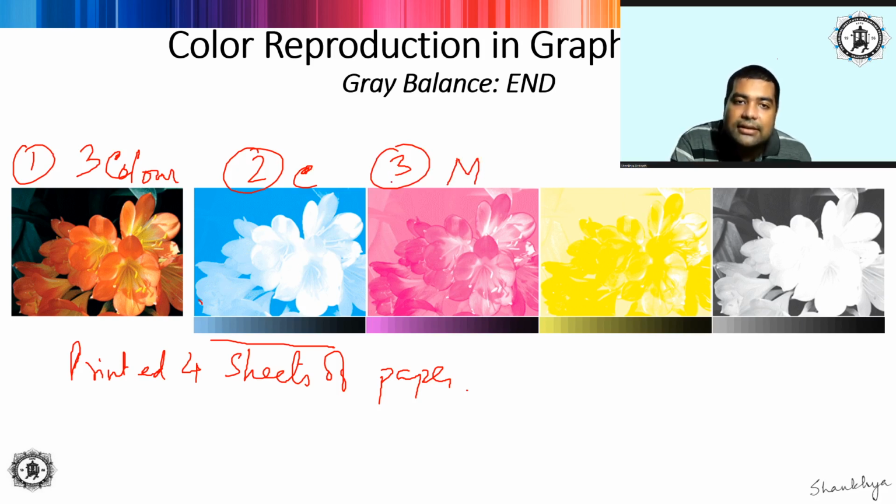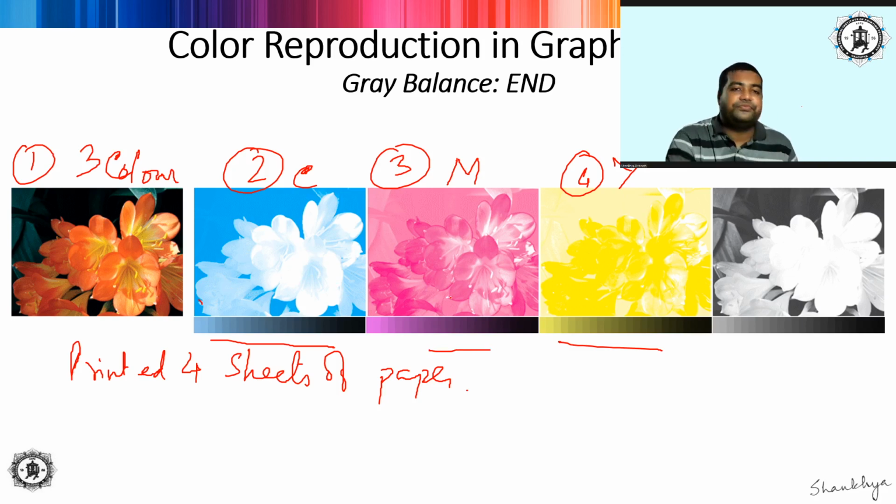Similarly, there is a grayscale, and the fourth image is printed using the yellow ink along with the grayscale of the yellow ink or yellow separation, right? So we have printed 4 sheets of paper.